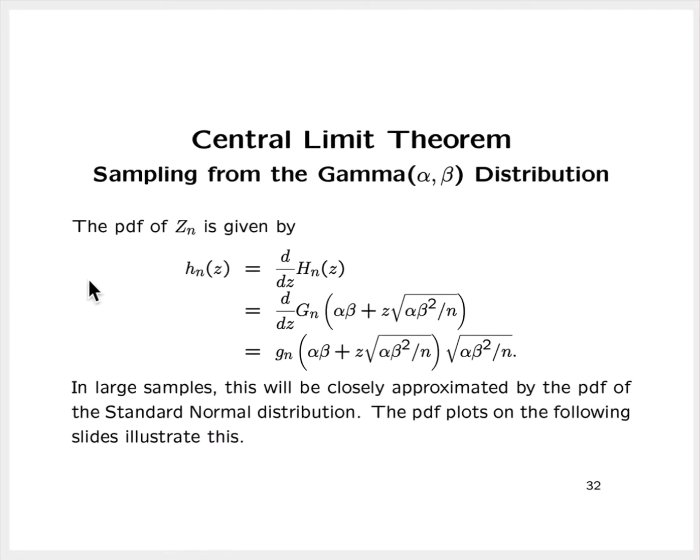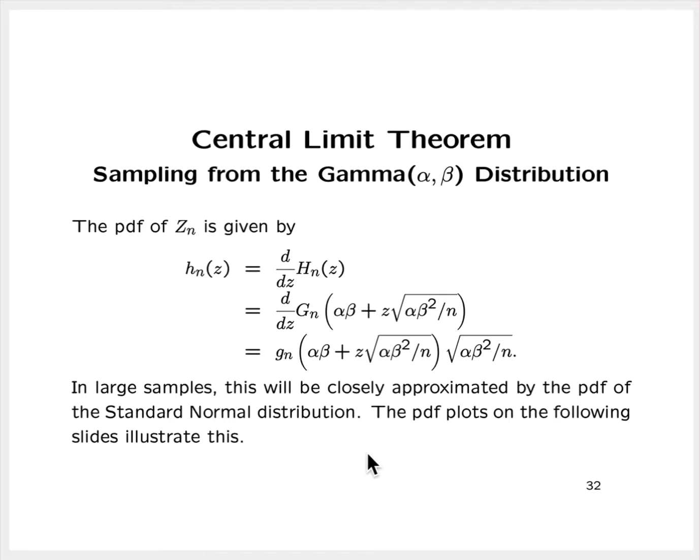Okay, now we can find the PDF of z sub n by differentiating the CDF. So we've been plotting the CDF of z sub n, but we can also find the PDF and plot that. So the PDF of z sub n is given by the derivative of the CDF, and it's expressed here.